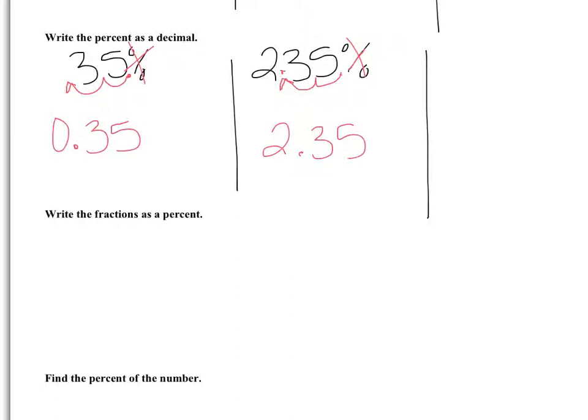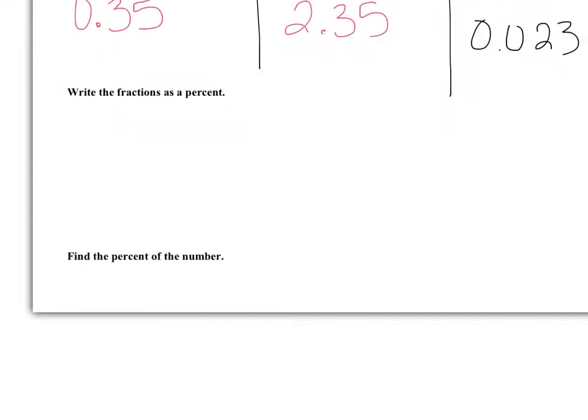Okay, I want you guys to try this one. Write 2 and 3/10% as a decimal. Pause the video. This time you had an empty whoop-de-doo in front of the numbers, which is okay. You just have to fill it in with a 0. So you should have got 23 thousandths.